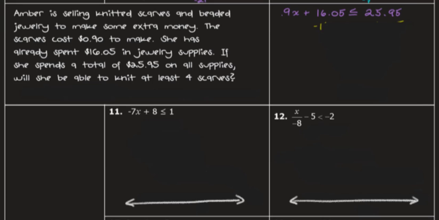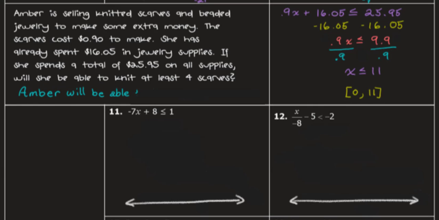$25.95. Subtract 16.05 from both sides. 0.9x is less than or equal to 9.9. Divide by 0.9, divide by 0.9. X is less than or equal to 11. So the fewest number of scarves she can knit is 0, inclusive, and the greatest number of scarves she can knit is 11, inclusive. Amber will be able to knit up to 11 scarves.